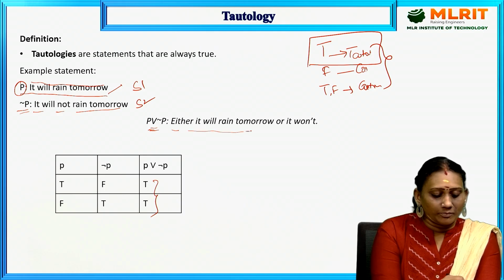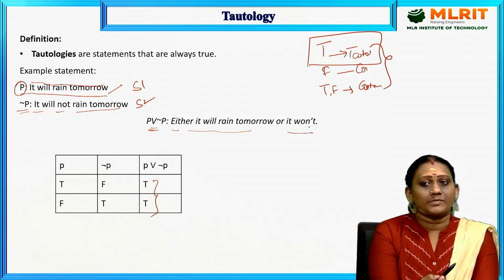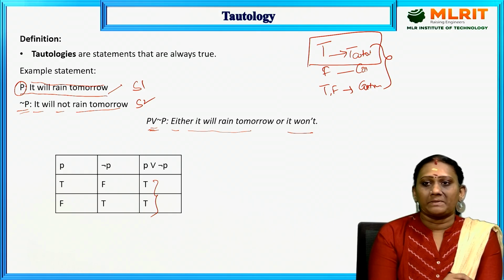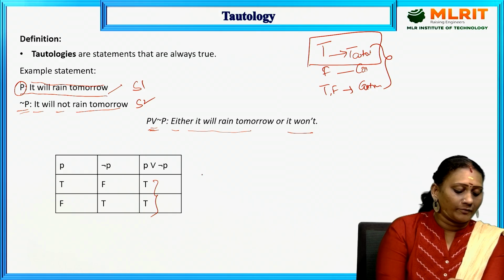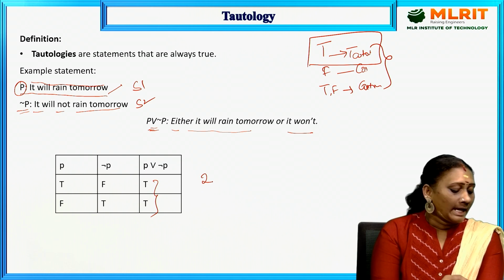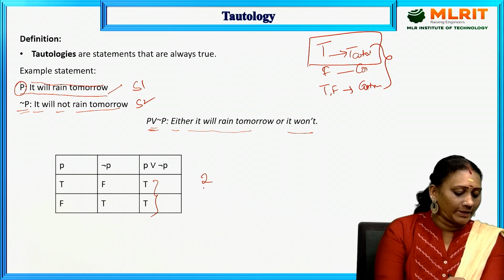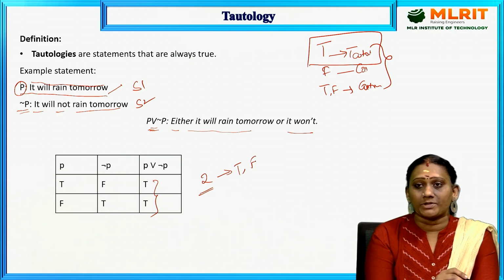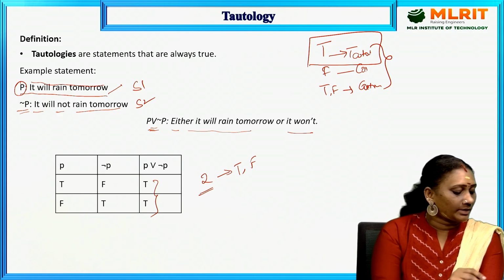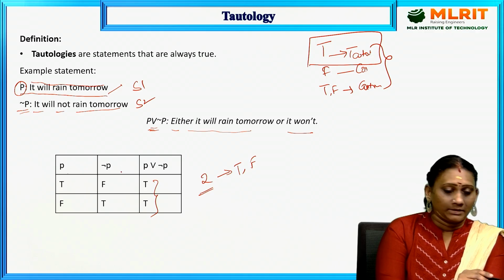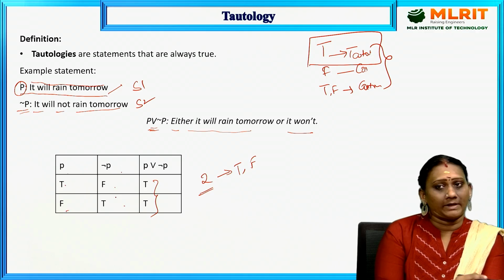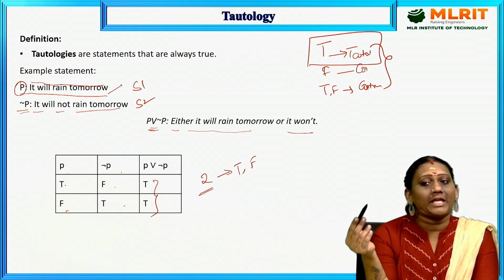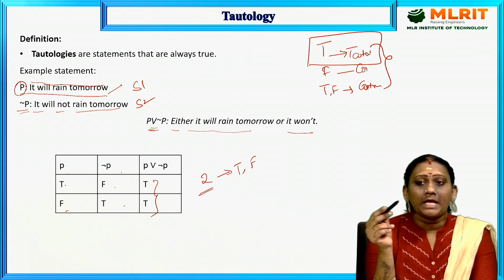Either it will rain tomorrow or it won't, right? So this is what we have learned in the previous lecture. Let me have a truth table now. Here the number of variables is 2, and the number of combinations I'm going to get is only true and false. So these are the possible truth values. For P and negation P, the values are true, false, false, true. Further we can't give more, because P is the same statement and negation P has the opposite value. So we are going to have only 2 combinations here.